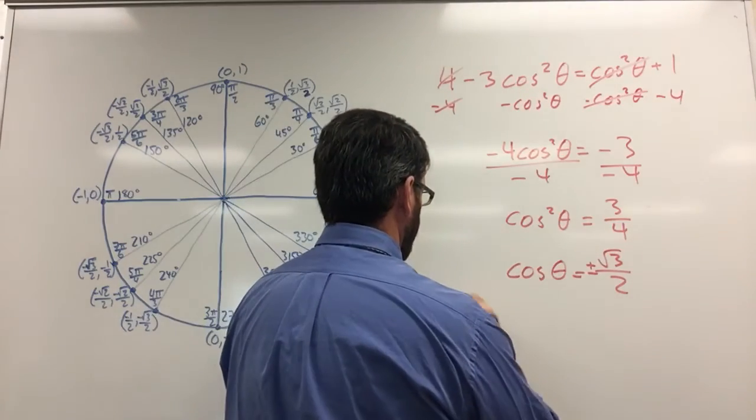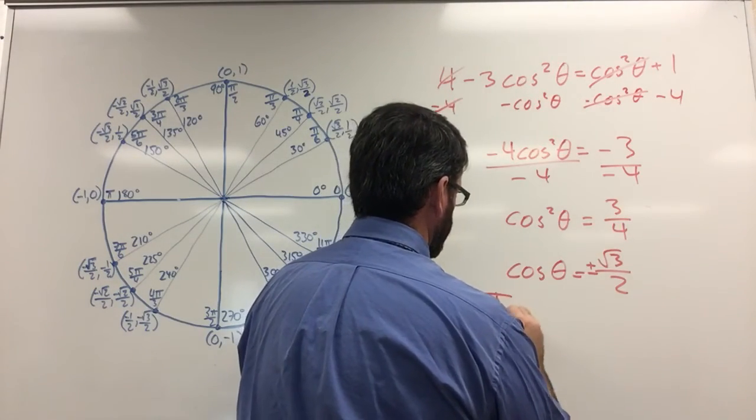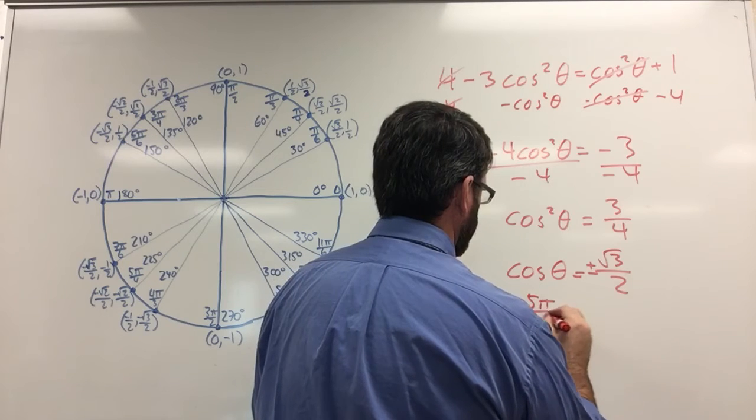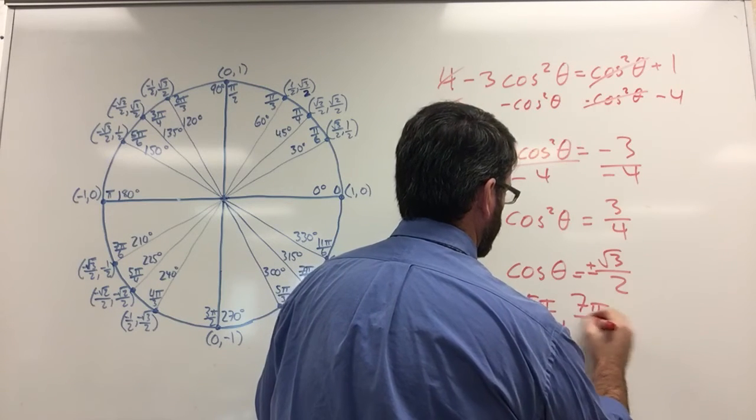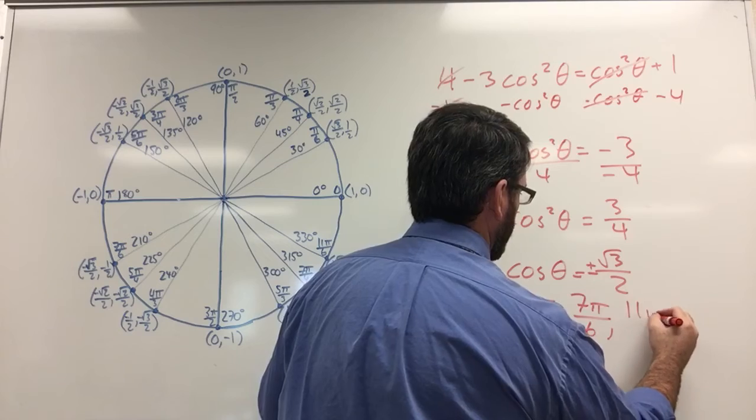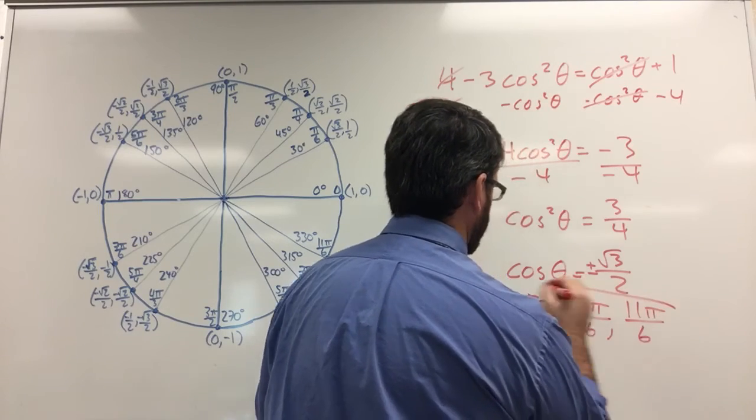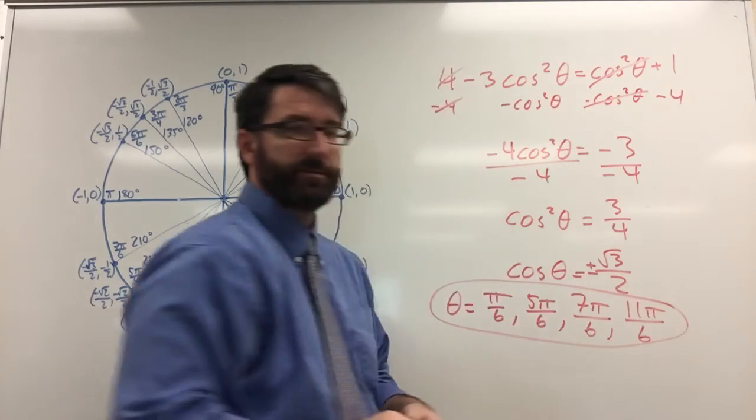So theta is going to be pi over 6, 5 pi over 6, 7 pi over 6, and 11 pi over 6. Those are the 4 answers for that problem.